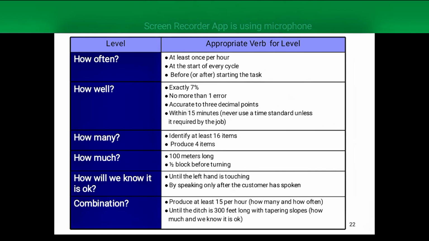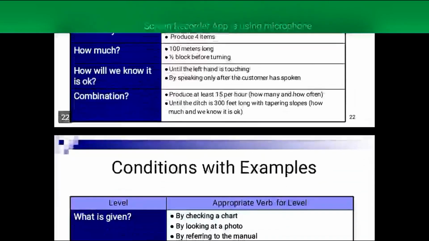Combination: produce at least 15 per hour. How many and how often? Until the ditch is 300 feet long with tapering slopes. How much, and how we know it is okay.